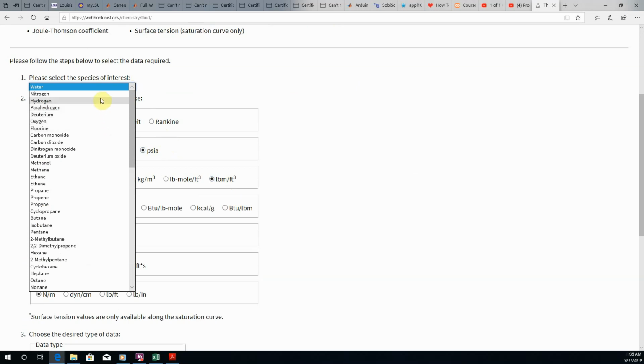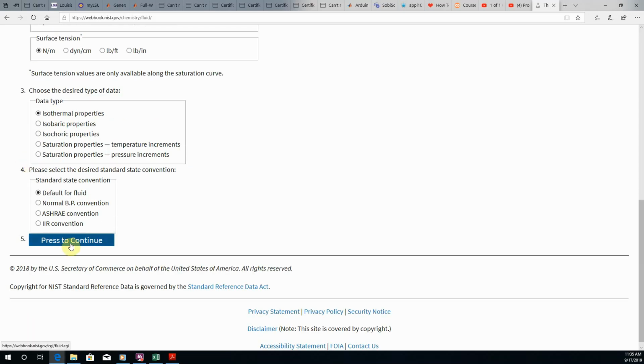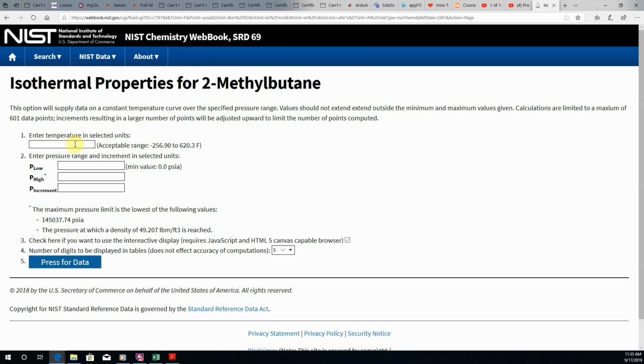If you go looking through here, you will not find it. That is because 2-methylbutane is the same thing as isopentane. It's just the same thing, different name. You just need to know that for this problem. I wouldn't expect you to memorize that. So let's press continue. For temperature, we want 150 Fahrenheit. This is asked for in Fahrenheit, that's what we chose. And then pressures. I'm going to choose 0 to 100 because I know that the pressure we're looking at, the vapor pressure, is in between there.